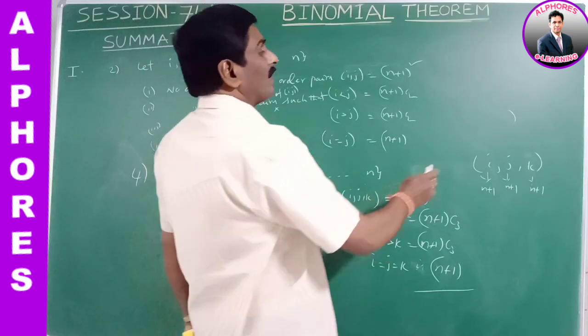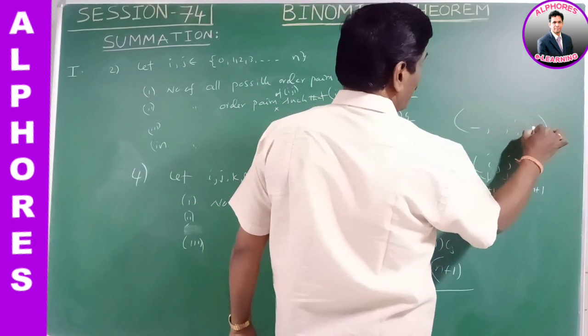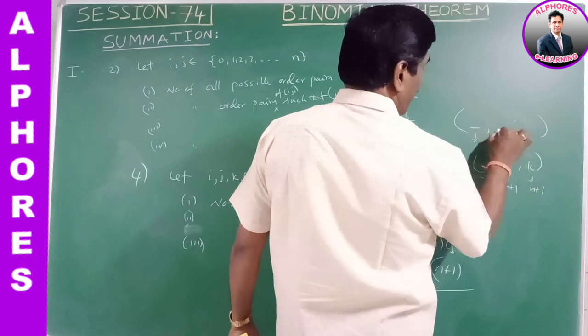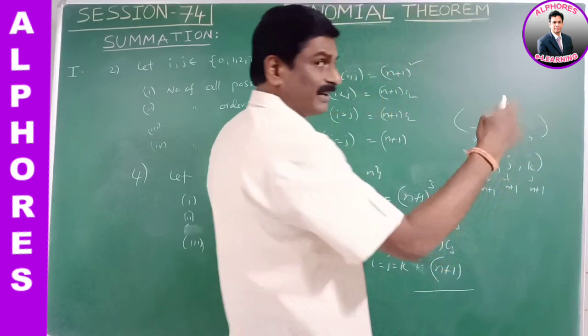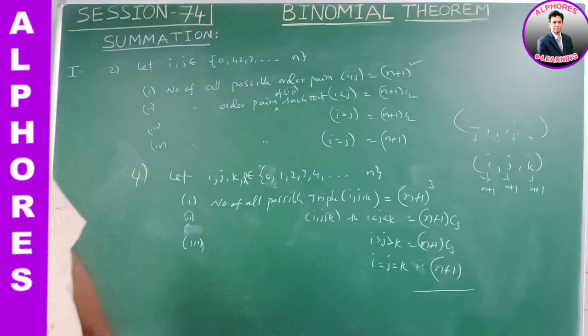Suppose i, j, k, l are there. The number of ordered values having 4 elements: how many possibilities are there? It is n, n, n, n. n into n into n into n means n power 4. Please observe these values.